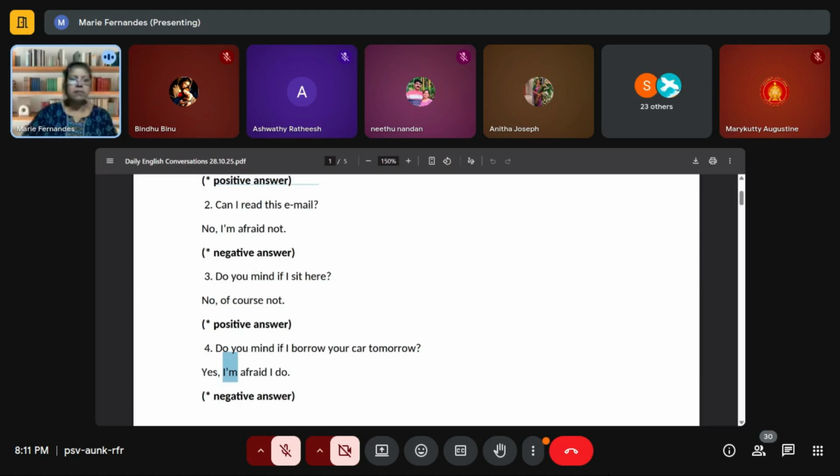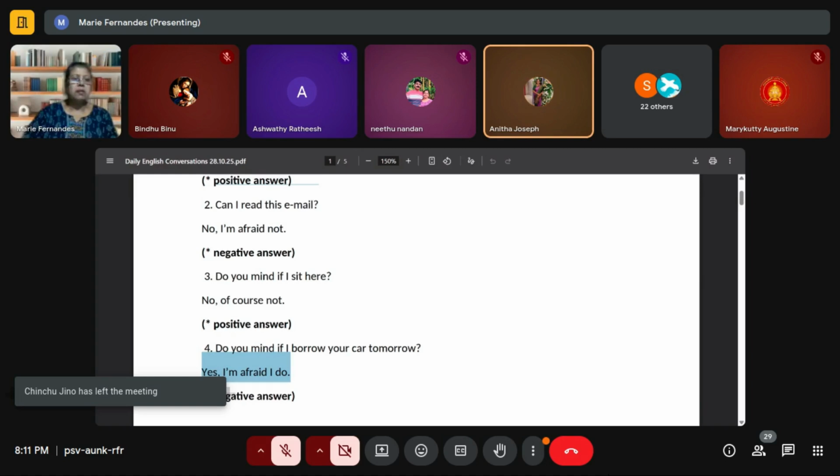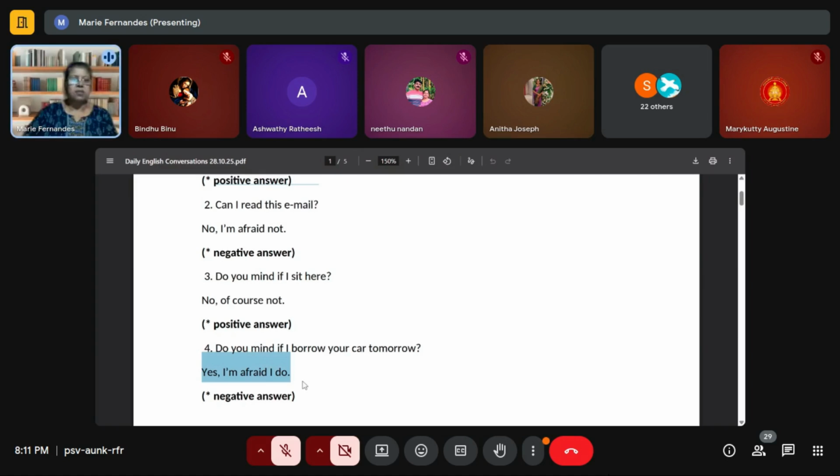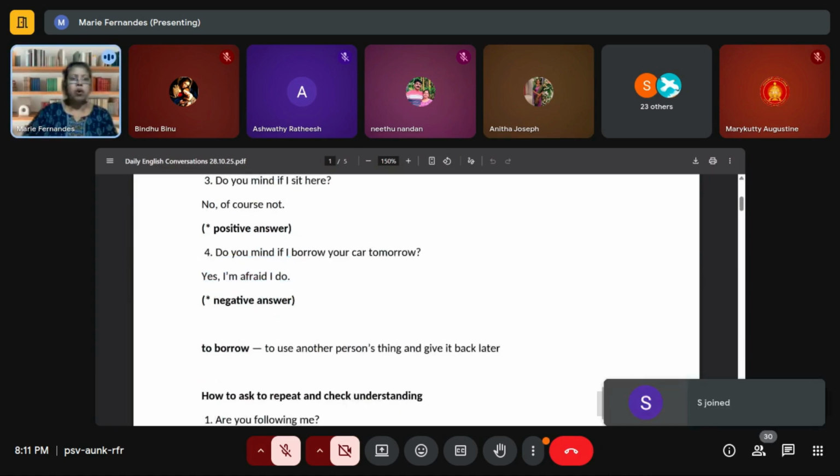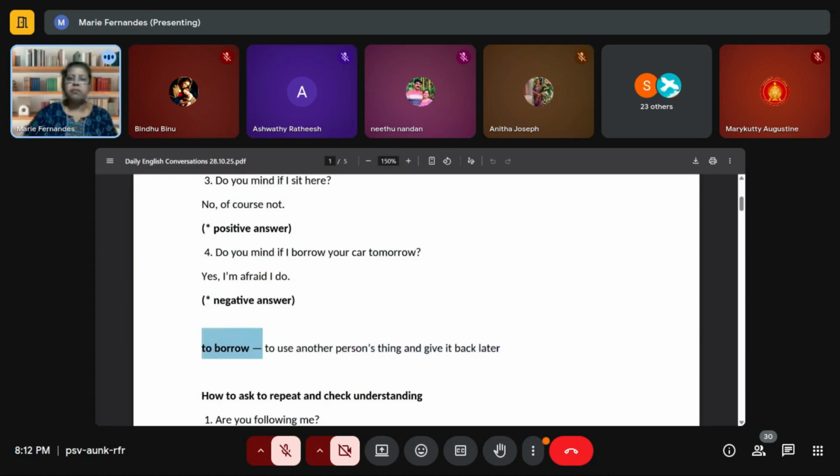Can you repeat that? Yes, I am afraid I do. Okay, say it once more. Yes, I am afraid I do. Very good. Yes, thank you. Okay. Now, to borrow means to use another person's thing and give it back later. That doesn't mean that you keep it for yourself. You have to return it. It's only for that particular period of time.